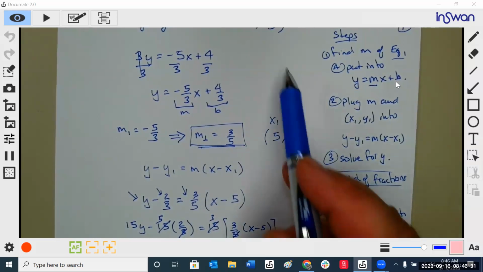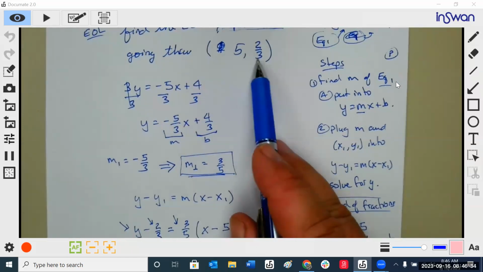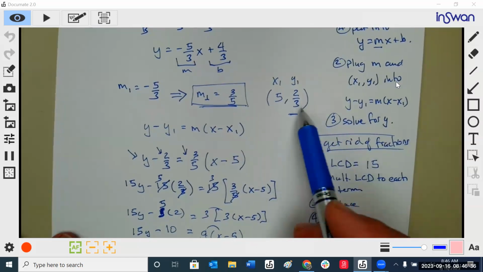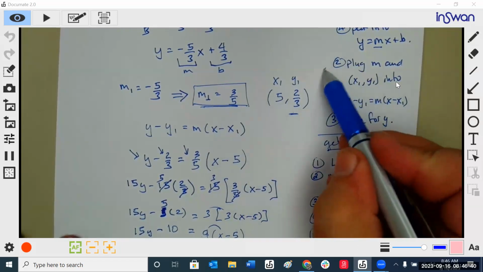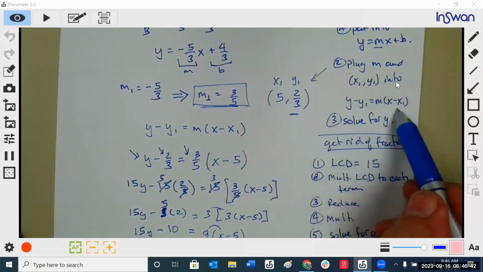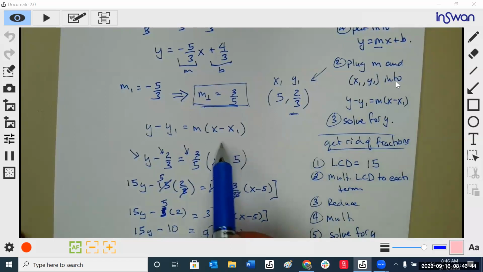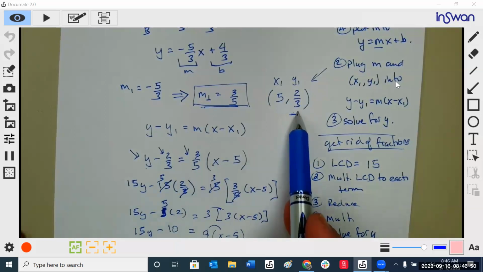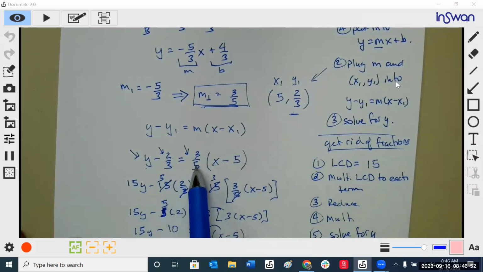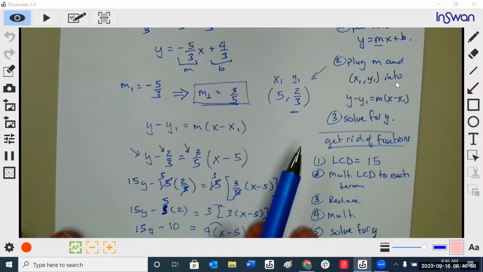So our slope is going to be +3/5, going through the point (5, 2/3). Plug this information into the point slope formula. That's what we did here. We have y minus y1 equals m, which is 3/5, times x minus 5.